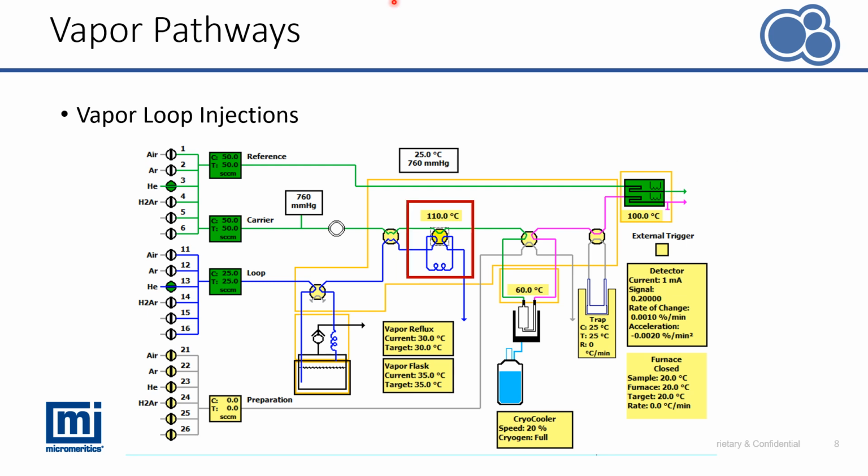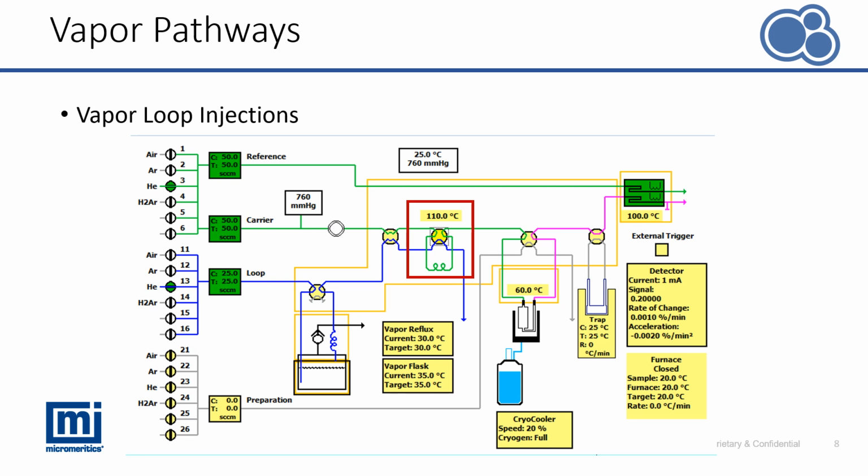The carrier path goes through the sample and then through the analysis filament. A loop gas here is also specified, and it goes through the vapor generator and carries with it vapors to be filled in the loop. There is a continuous flow during the loop filling process.